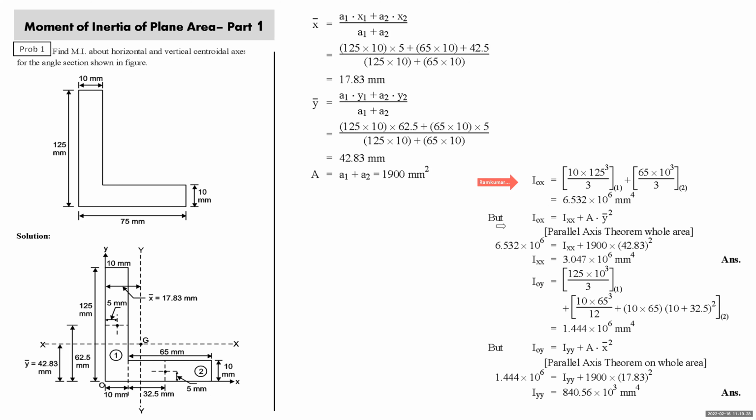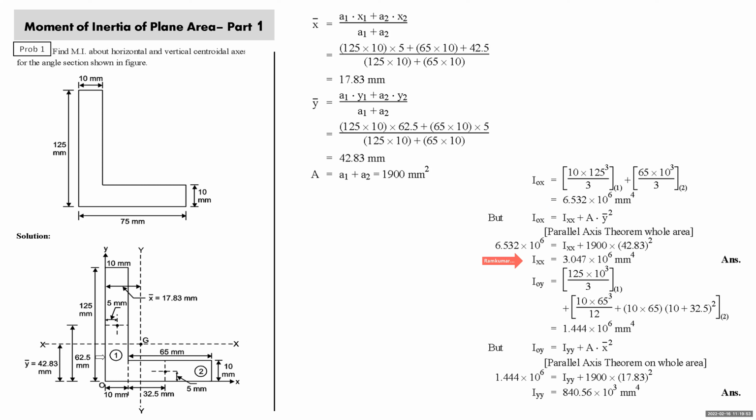You get IOX. But we know that for this composite area, IOX is IXX plus A y bar square. IOX is this value. IXX is needed. Area is 1900, we got it. And y bar is 42.8. Substitute all this, you get IXX. IXX is 3.047 into 10 raised to 6 mm raised to 4. As all dimensions are in mm, the unit of moment of inertia will be mm raised to 4.